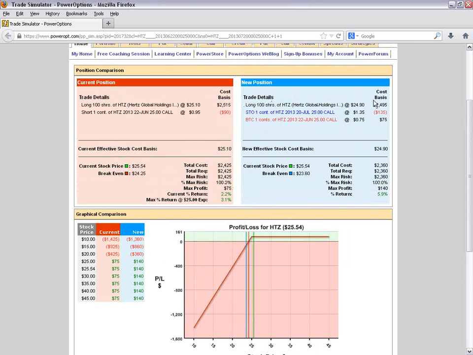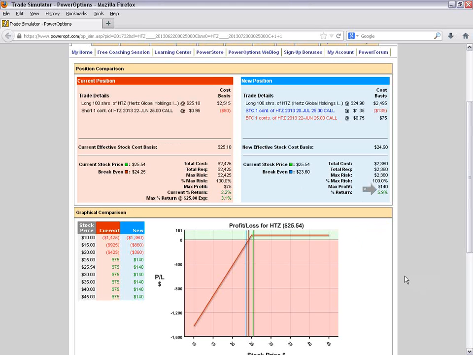Over on the right in blue is what the new position would look like if we bought to close our June 25 call and sold to open the July 25 call at 135. So we have a new cost basis now of $24.90. Our new total cost would drop from $24.25 to $23.60. This is reflecting the cost basis on the stock. And we could make that new return of 5.9%. Looks like the price has changed a little bit when we linked over, and that's okay. So we're still at about 6%. That's still matching our goals from where we are. And we increased the maximum monetary profit from $75 to $140.